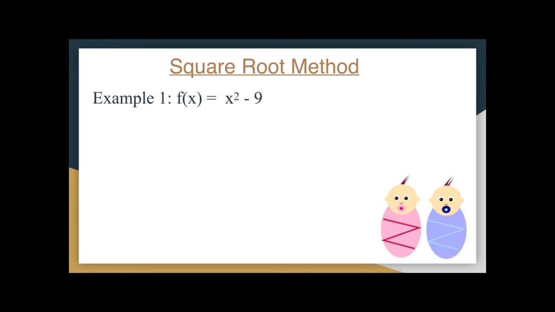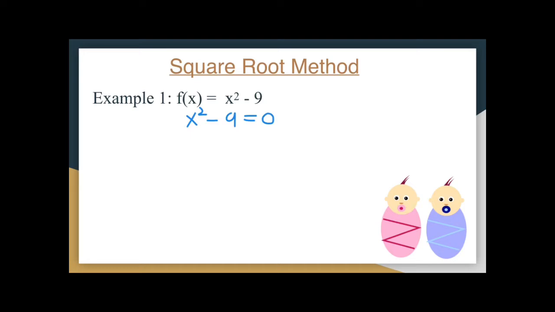Let us go over example number 1, and I want you to write your own steps so that it is more personalized and you can easily understand what is happening when you're solving quadratic functions using the square root method. So the first step is to always create an equation by setting your function to 0. So we have x squared minus 9 equals 0.